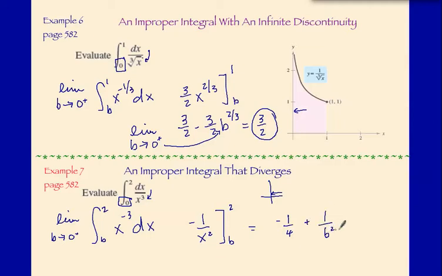Now, when you take the limit as b approaches 0, and you plug 0 in here, big problem. That's not going to happen. So we find that this is a divergent integral, and we are not going to be able to calculate a value for the definite integral. Okay, let's do a couple more. We're almost done.